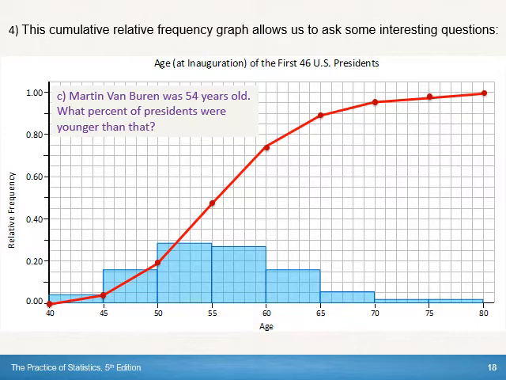All right, question C. Martin Van Buren was 54 years old. What percent of presidents were younger than that? In other words, we're asking what is Martin Van Buren's percentile? So we go up from 54, hit the graph, and go over. And so I would say it looks something like 42, maybe 43%. So his percentile is 42, 43%. Not particularly young compared to the rest of the presidents, but about 42 or 43% of the presidents were younger than him.